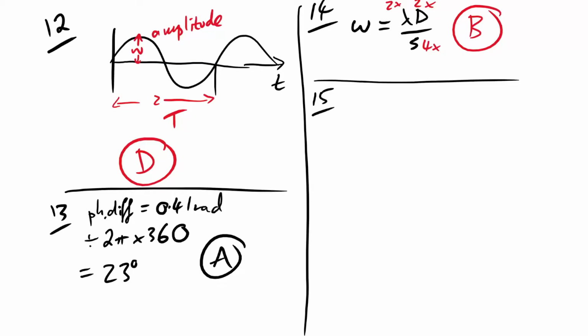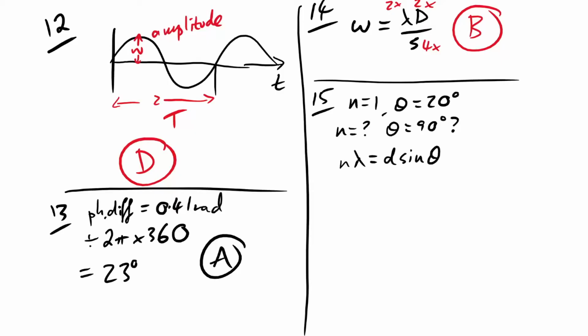15. Okay, we have a diffraction grating. The first order, so when n equals 1, the angle is 20 degrees. What is the highest order visible with this grating? So we want to know what n is when theta is 90 degrees. Let's crack out our equation. n lambda equals d sine theta, but d is staying the same and lambda is staying the same. So actually we can just say that n1 over sine theta 1 equals n2 divided by sine theta 2. Just proportionality.